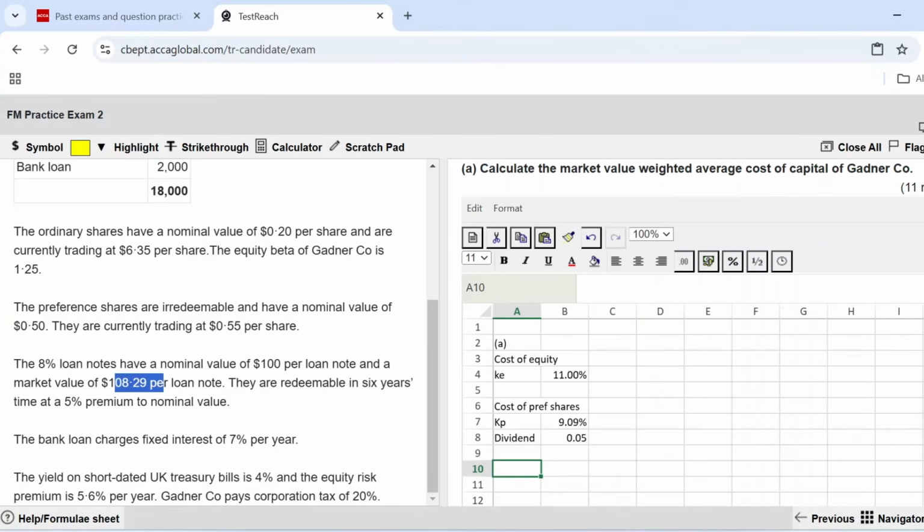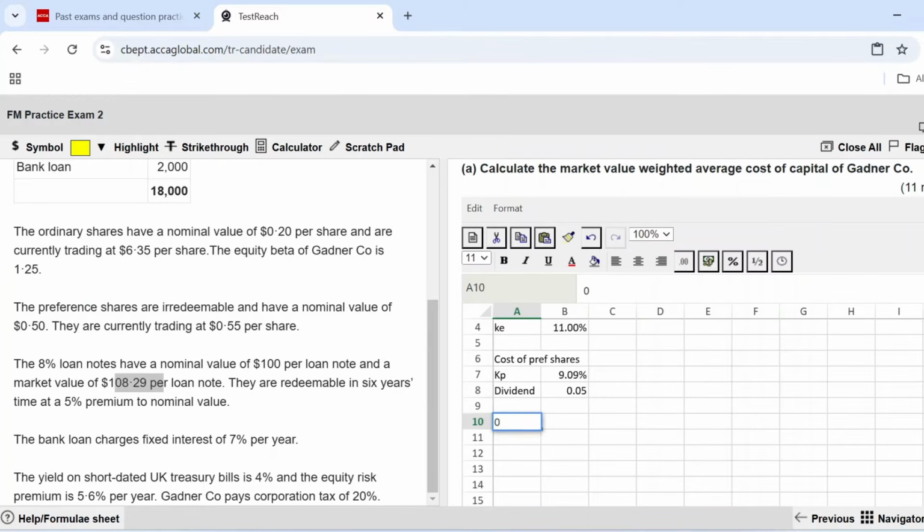This is the market value, and they are redeemable in 6 years time at a 5% premium to the nominal value. So how are we going to find out? We will lay down all of the cash flows which are associated, and then we will be finding out the market value. So basically we use the IRR method over here. Let's plot in the cash flows.